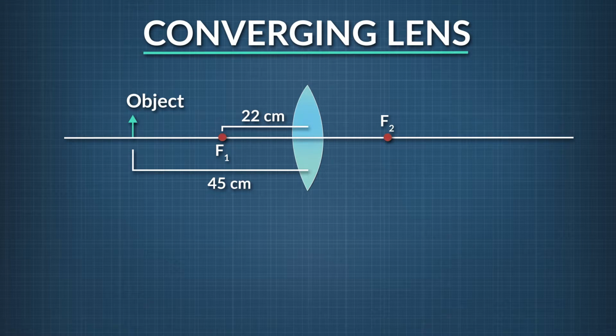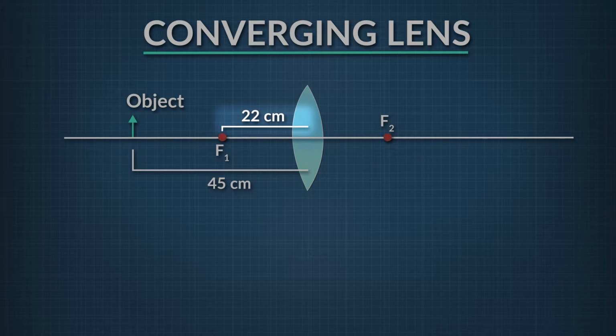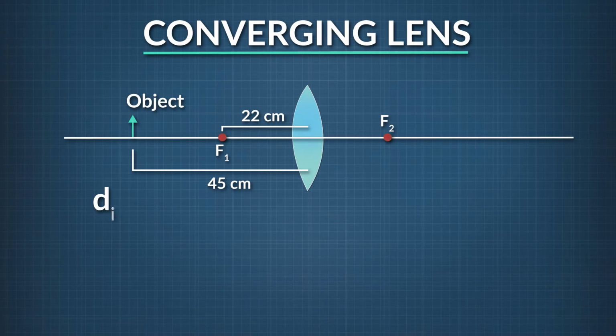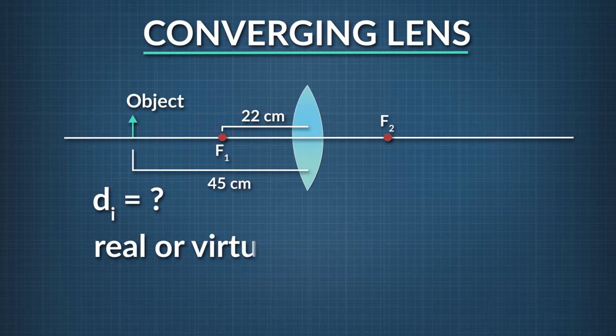All right, let's try out some lens exercises. Using a converging lens with a focal length of 22 centimeters, an object is placed 45 centimeters from the lens. Where does the image form? And is it real or virtual? And what is the image magnification? Our sketch of the information given shows the object further from the lens than the focal point F1.